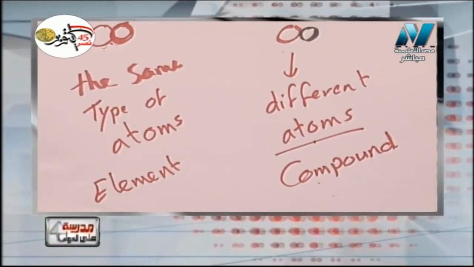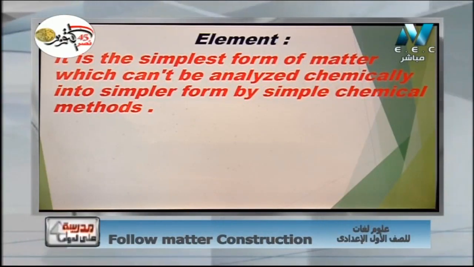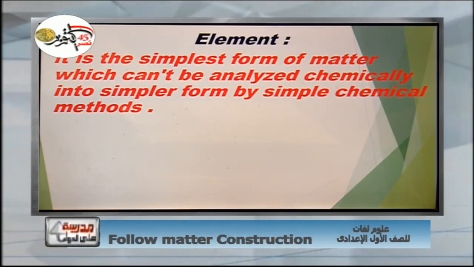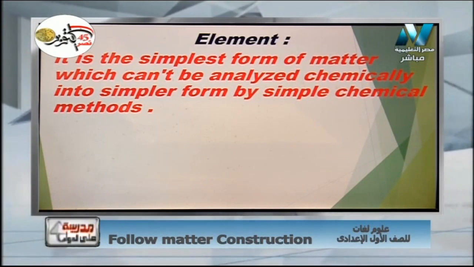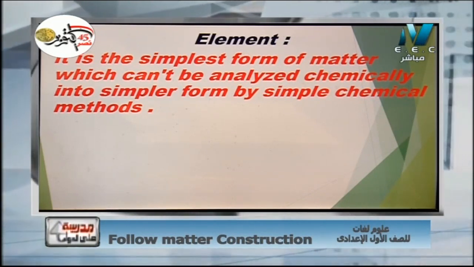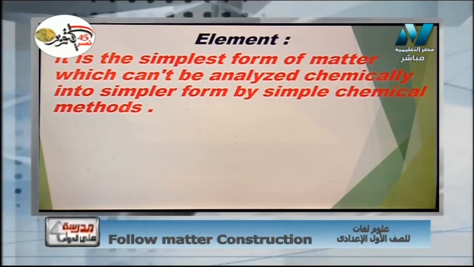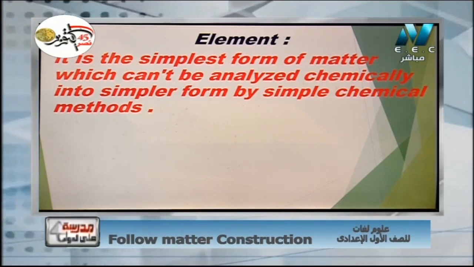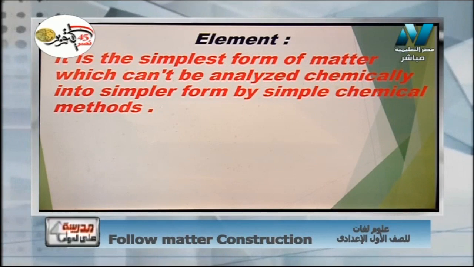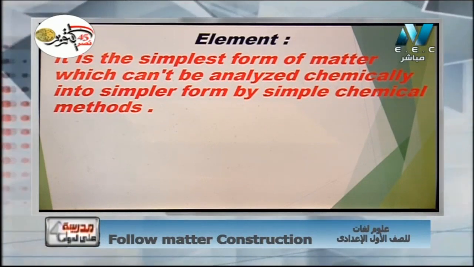So now, what is meant by element? Element is the simplest form of matter which can't be decomposed chemically into simpler forms by simple chemical methods. Again, what's meant by element? It is the simplest form. No form simpler than element. The element is the simplest form of matter which can't be analyzed chemically into simpler forms by simple chemical method. What does it mean?